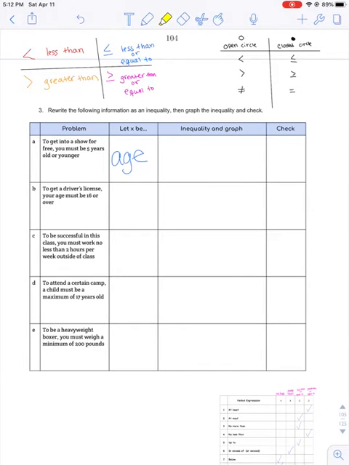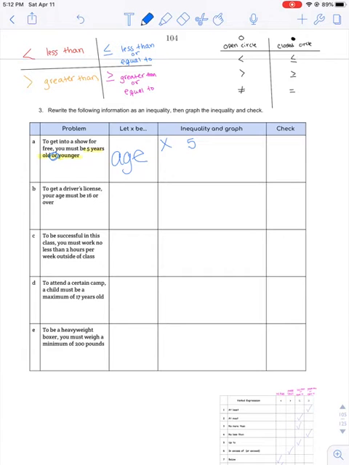Now I need to do the inequality and the graph. Let's look at this phrase, 5 years old or younger. So I know it's going to have an X and a 5, and I have to think about what the symbol's going to be.